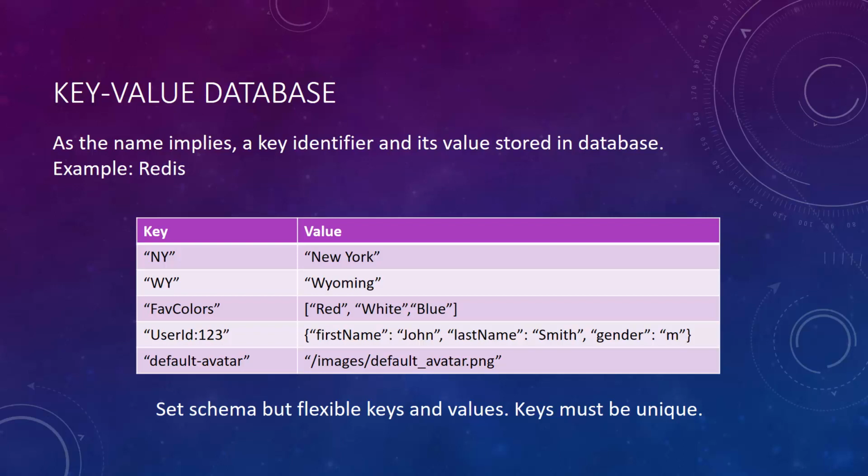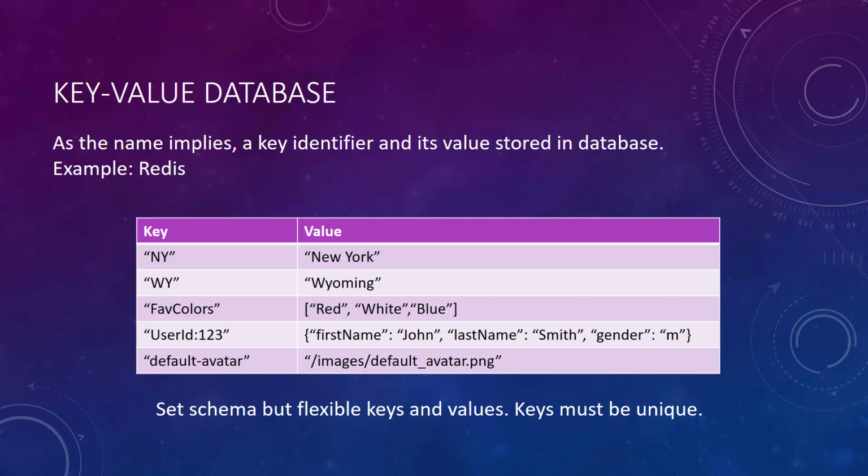For visualization purposes, we're depicting this as a table. But the main point here is that the value seems to be very flexible. So the first two examples contain a value of string, but if you look at the third one, the favorite colors, the value for favorite colors appears to be an array with 3 entries in it: red, white, and blue. And yet the next one appears to be a JSON object. We have user ID 123, and the value for it is a JSON object that includes the person's name, first name, last name, and gender.